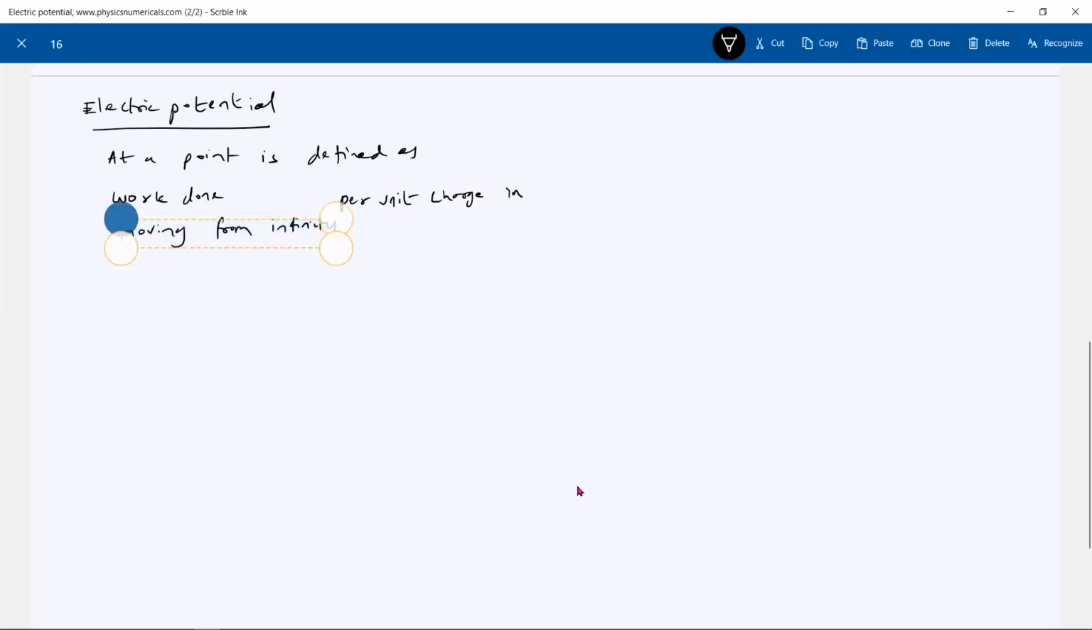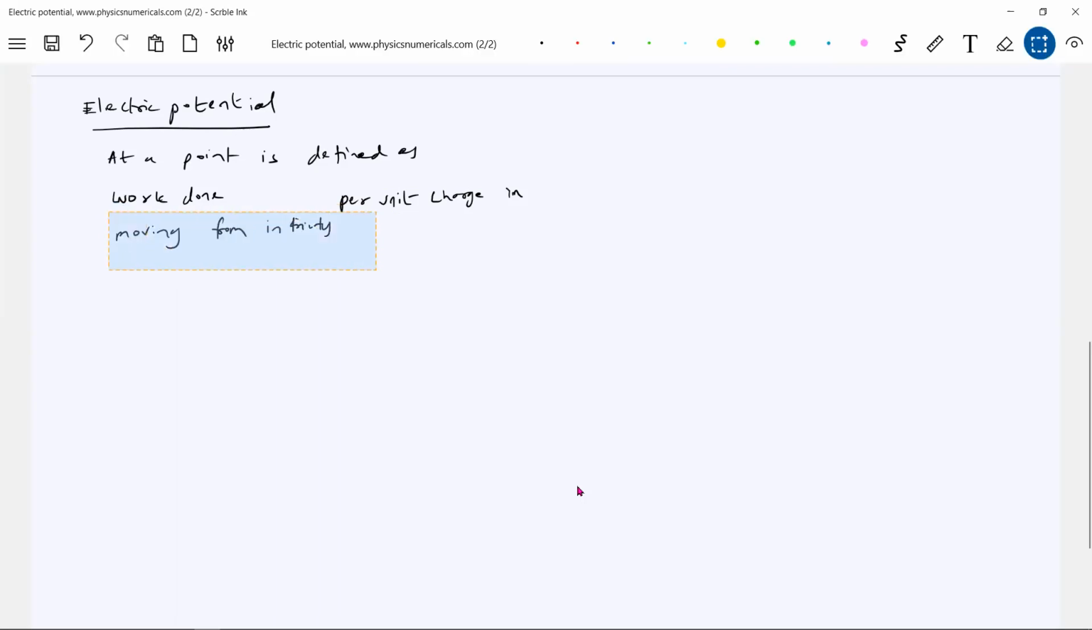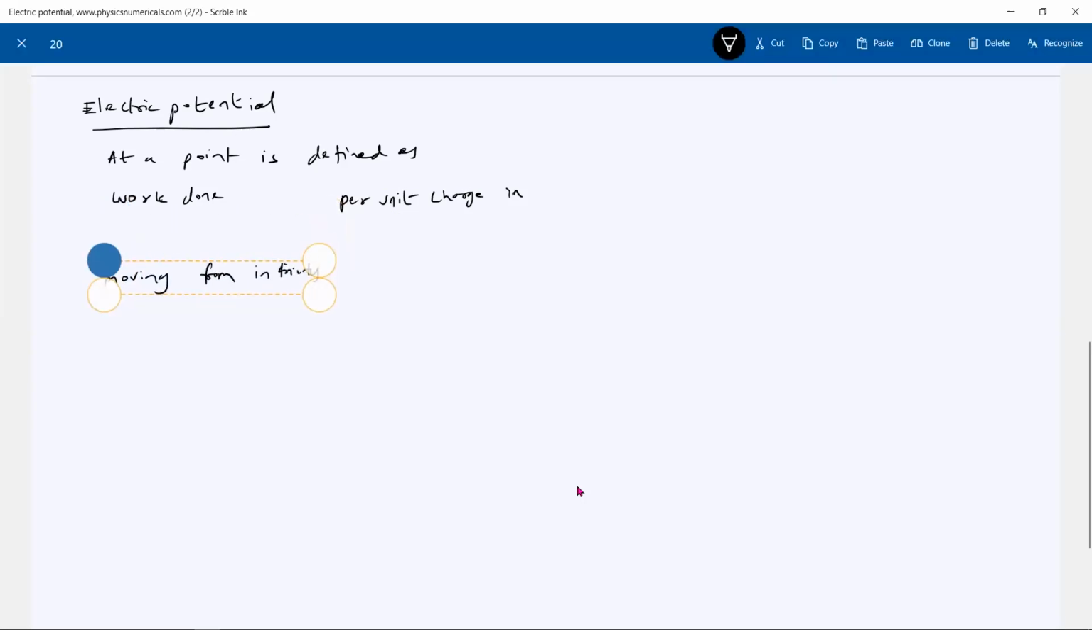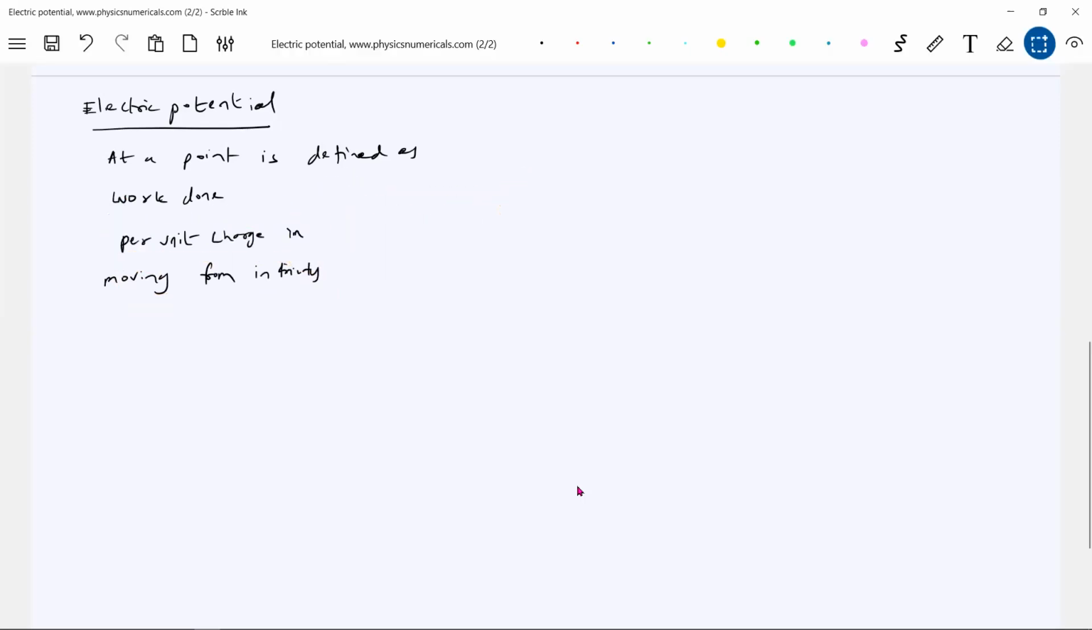Work done by an external agent per unit charge in moving it from infinity to that point. Okay, this is defined as the electric potential. The symbol we use is capital V.